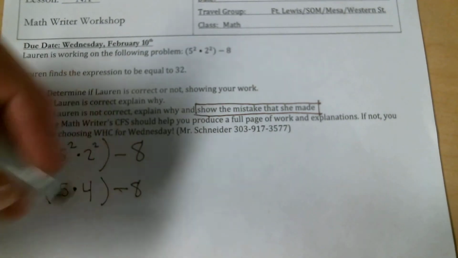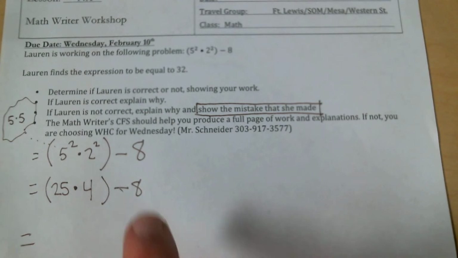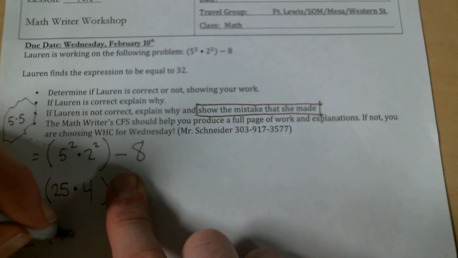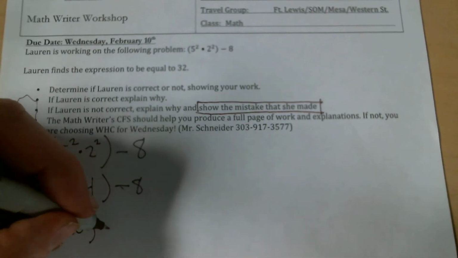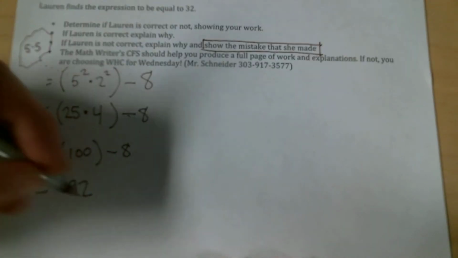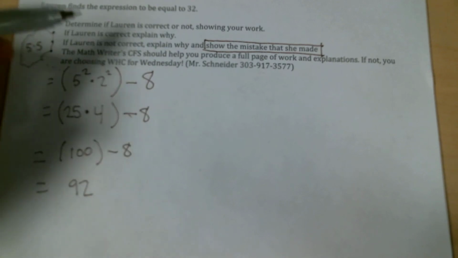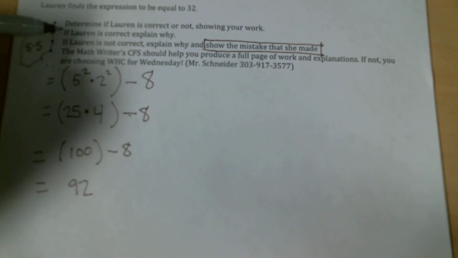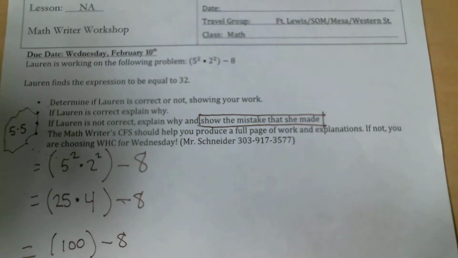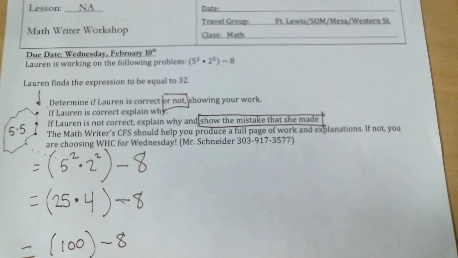So drop everything else down right beside it, and now I keep going. So again, do I see exponents? No. Do I see parentheses? Yes. So I got to do 25 times 4. So that's 100. But then I need to take away 8. So that means the actual correct answer here would be 92. So obviously, assuming we're correct, Lauren is not correct. So first steps first. Determine if Lauren is correct or not, showing your work. Well, so far I've done that, and it looks like she is not correct.